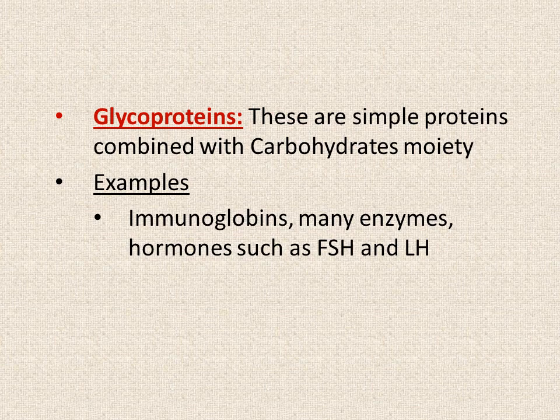Now glycoproteins are simple proteins which are present in combination with some carbohydrate component or carbohydrate moiety, and examples include immunoglobulins, a number of enzymes, hormones such as FSH, follicle stimulating hormone, TSH, which is thyroid stimulating hormone, and LH, which is luteinizing hormone. So inside the body a number of different glycoproteins are present. Many enzymes are glycoprotein in nature, hormones are glycoprotein in nature, and these are proteins which are present in combination with some carbohydrate component.